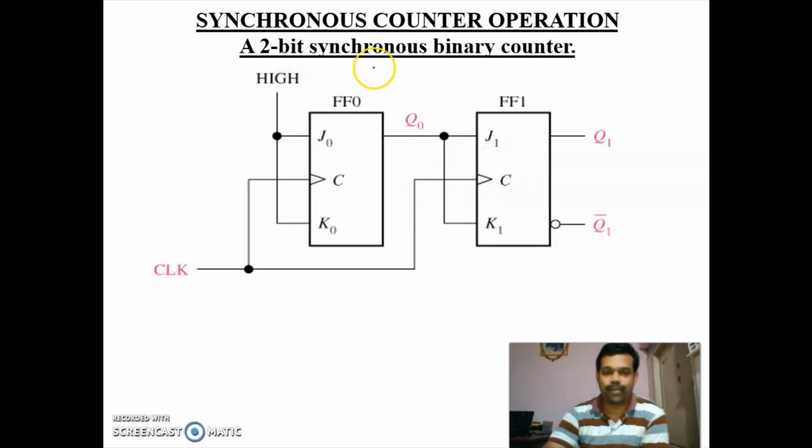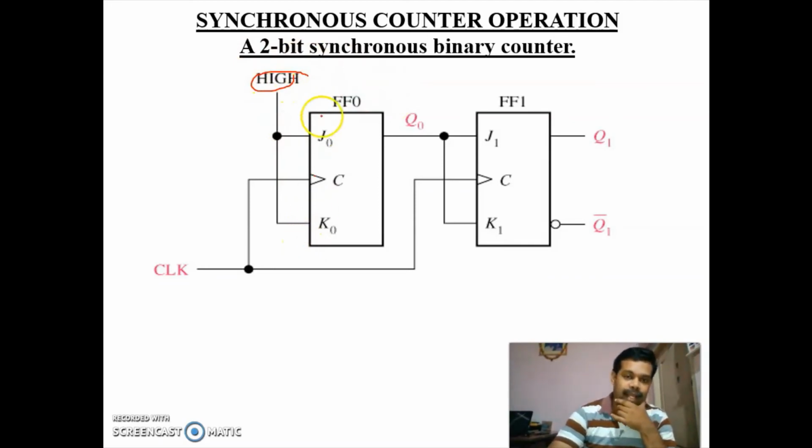Okay, so this is a 2-bit synchronous binary counter. Here we have made J and K high for the first flip flop, and for the second flip flop we have connected the Q output of the first flip flop to both the J and K. So initially we are assuming that the outputs of both the flip flops are 0.